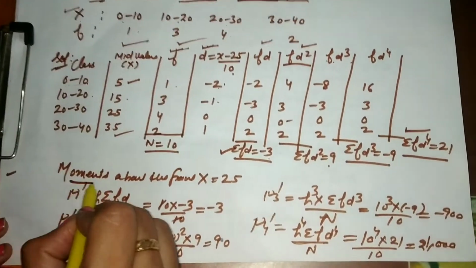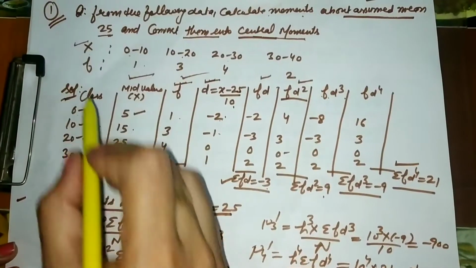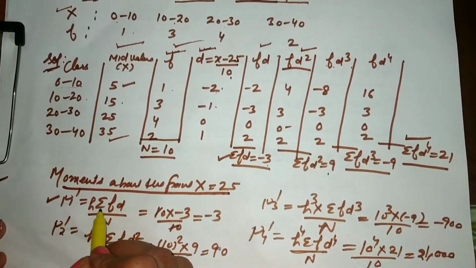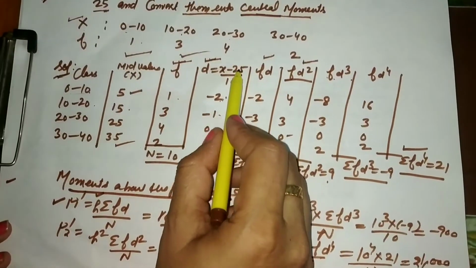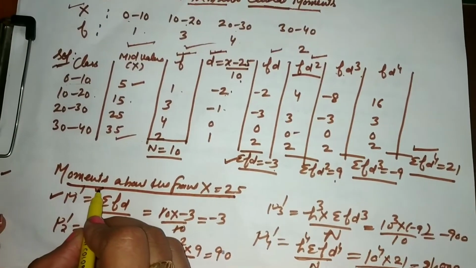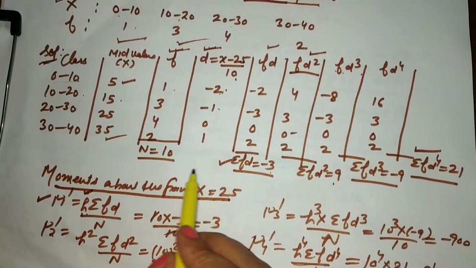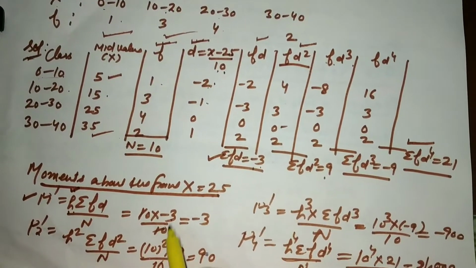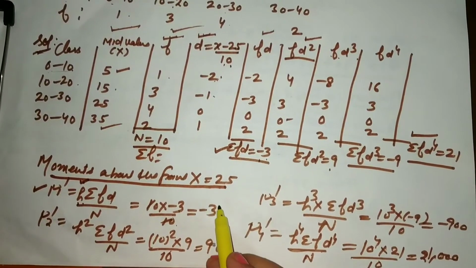Now I have to calculate the moments about the point X equal to 25. This is already given in the statement. That means about X equal to 25, I have to calculate. This is the first moment. Mu1 dash is equal to H into sigma FD over N. I have taken H because I have divided the D column items by 10. That factor I have taken as H, so the value of H is to be written here. H sigma FD over N. Sigma FD is minus 3. H I have considered 10. 10 into minus 3 over N. N means sigma F, that is 10. Multiplying and simplifying, I am getting minus 3.